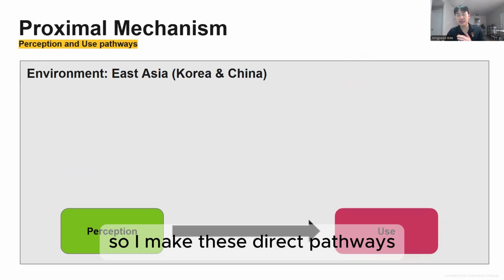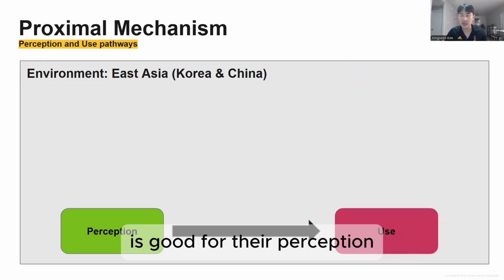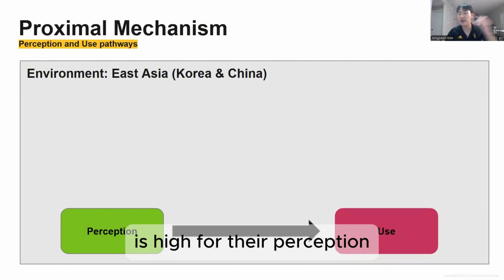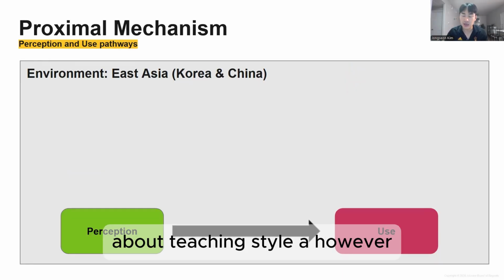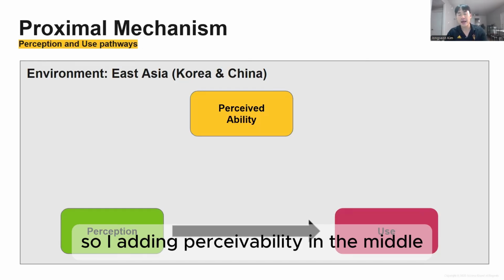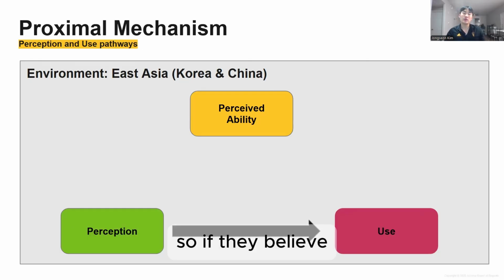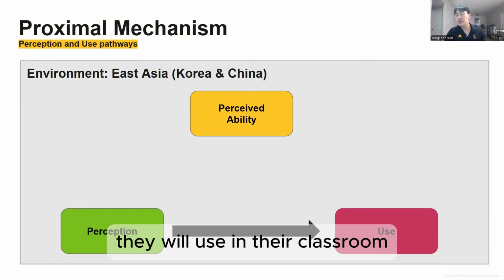So I make these direct pathways. If they believe teaching style A is good for their perception, is high for their perception, they will more frequently use it in their classroom. However, I want to see more deep insight about their mechanism. So I add perceived ability in the middle. If they believe a teaching style is good for their student, they will use it in their classroom.